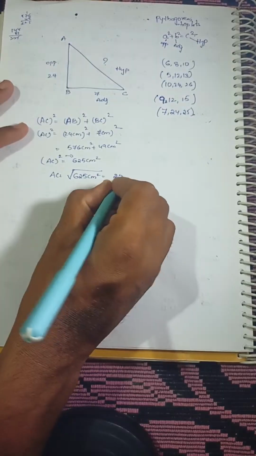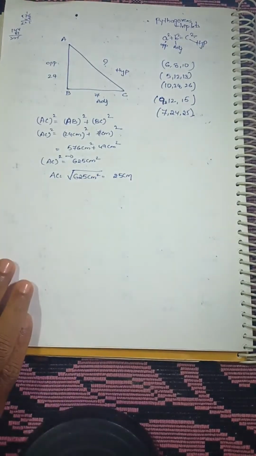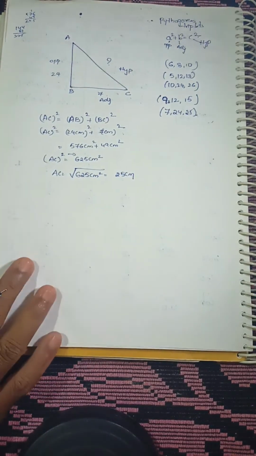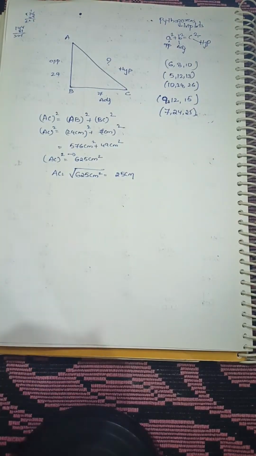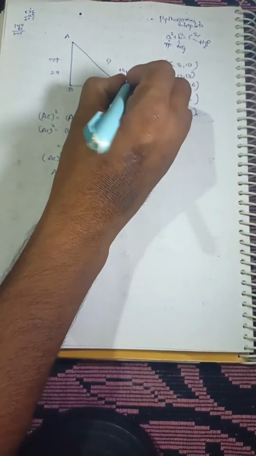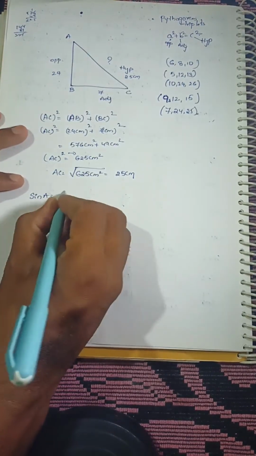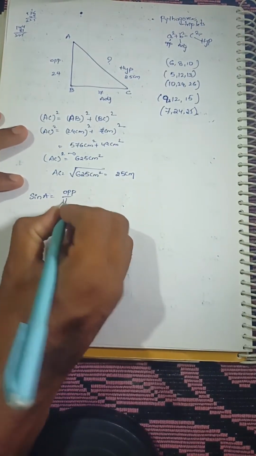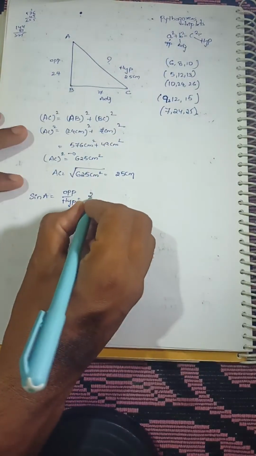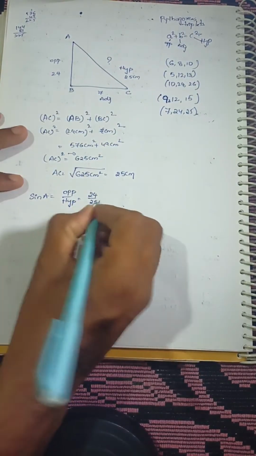The final answer is 25 centimeters. Now the question is asking for the value of sin A into cos A. This is 25 centimeters, very simple. Sin A value is opposite by hypotenuse, that is 24 by 25.